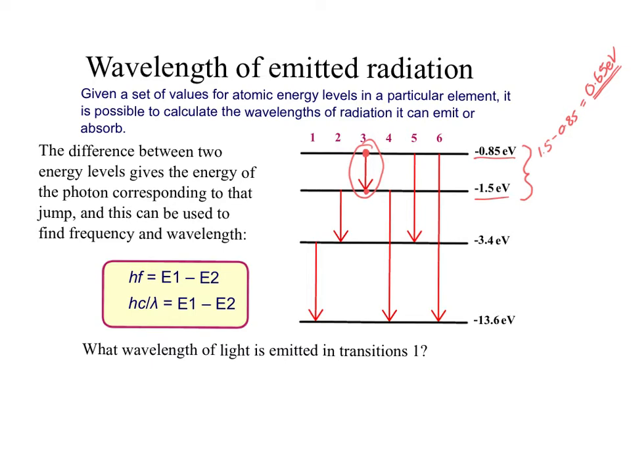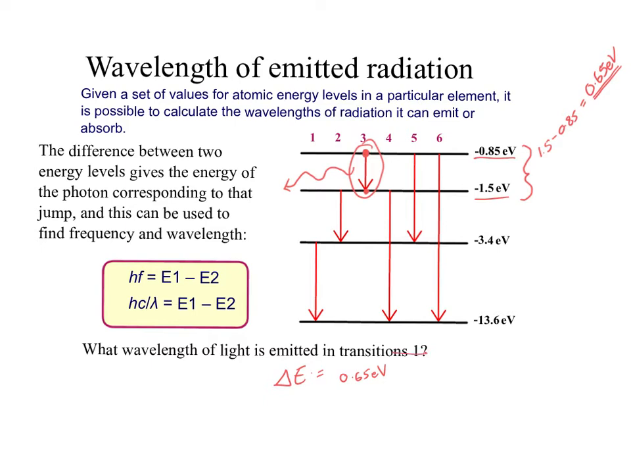So I know the energy of the photon that will be emitted, since it's going from a high energy level to a lower energy level, it will emit a photon of that much energy. So this is the change in energy that we have calculated from one energy level to the other. And since I know that's a photon, I can calculate its frequency and its wavelength.